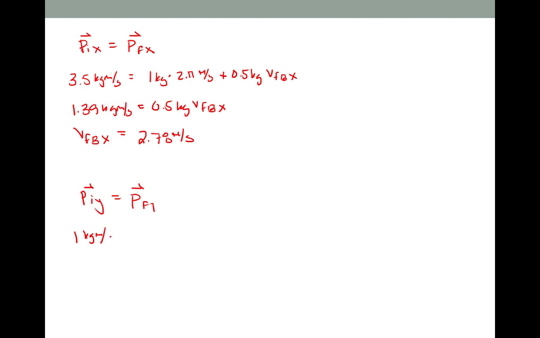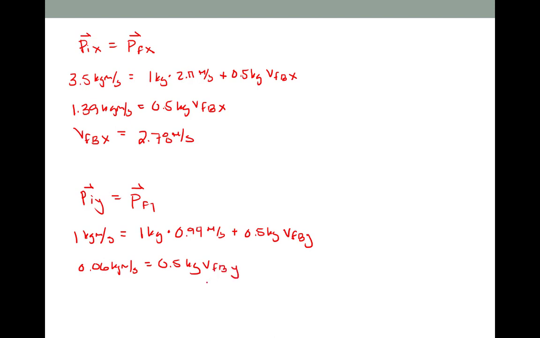1 kilogram meter per second equals 1 kilogram times 0.94 meters per second plus 0.5 kilogram v final dy. Taking 1 minus 0.94 works out to be 0.06 kilogram meters per second. And now I can solve for v final dy by equaling 0.12 meters per second.